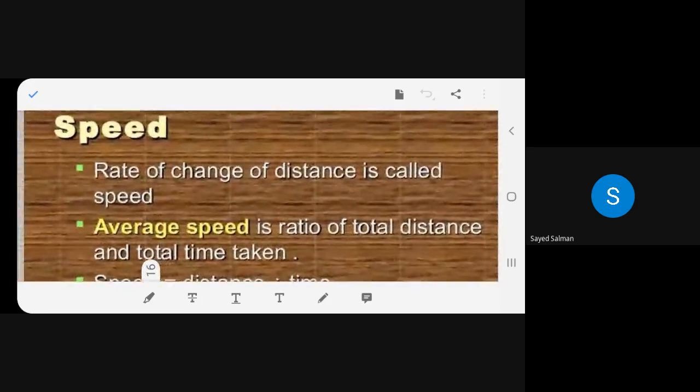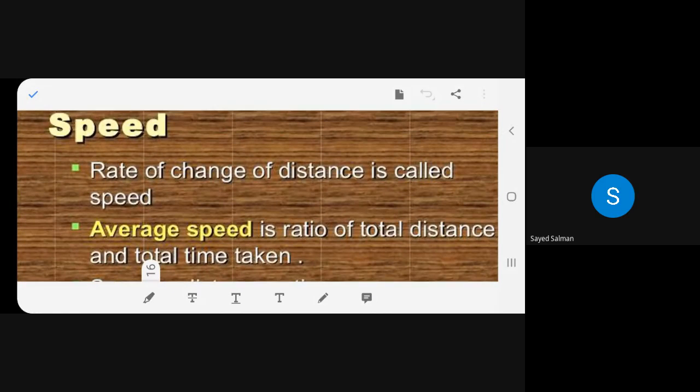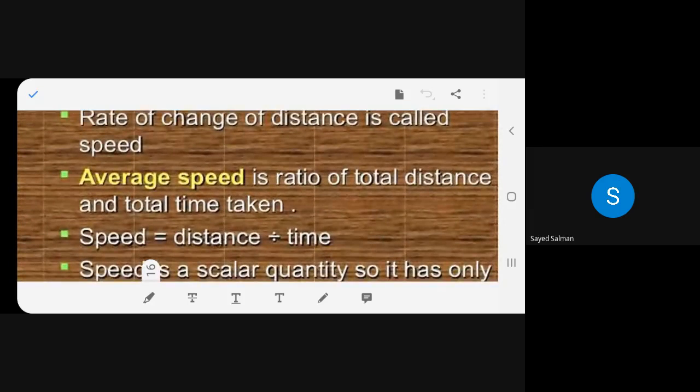Again, we will revise regarding the speed. Just go through point by point. Read better. Speed: rate of change of distance is called speed. What is average speed? Average speed is the ratio of total distance and total time taken.